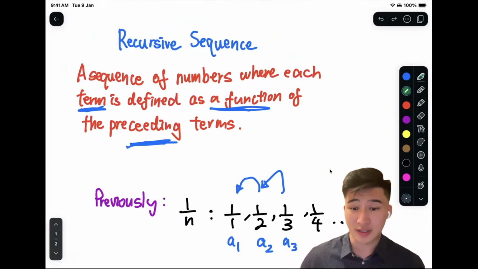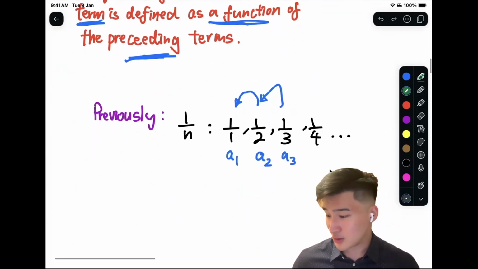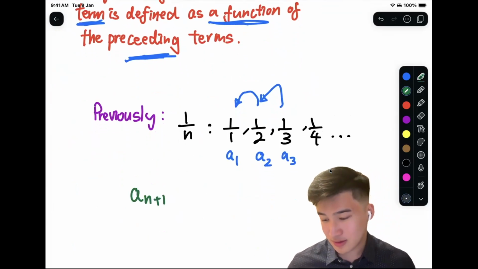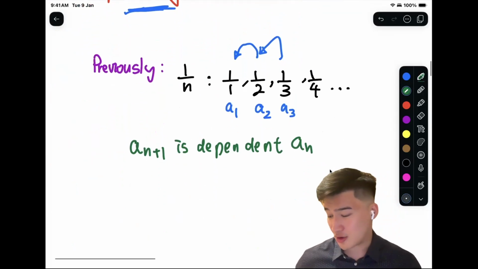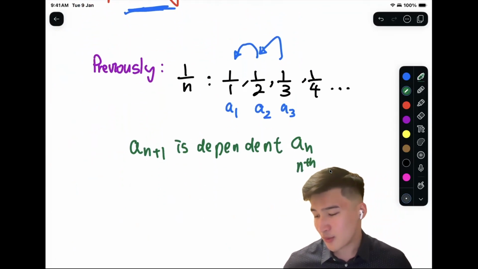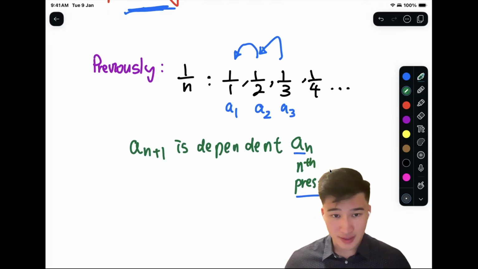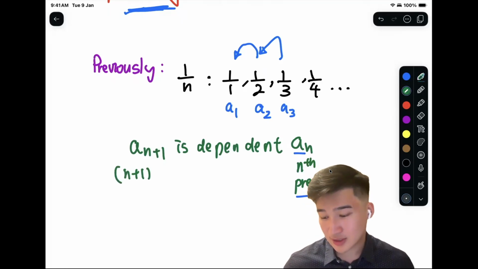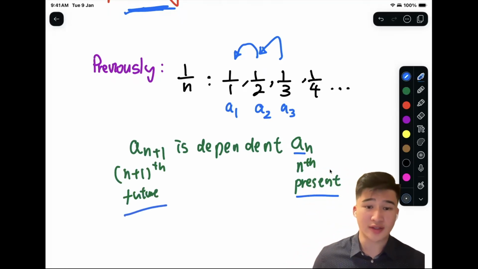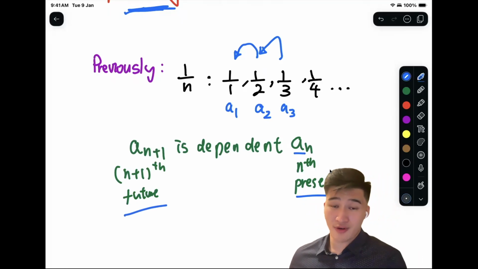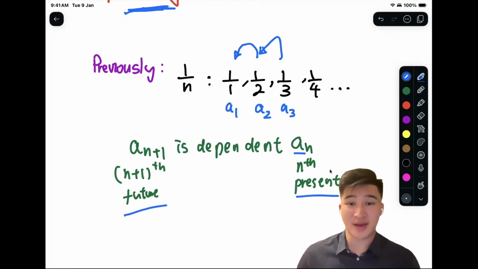But what a recursive sequence would actually look like is something like this: a(n+1) is dependent on a(n). What I mean by that is, a(n) is our present term. We can call it the nth term, but for simplicity, we can also call it the present term. And n plus 1 is our (n+1)th term, which we can call the future term. So what that means is there's a sequence such that our future term is dependent on our present term, and our present term could be dependent on our past.